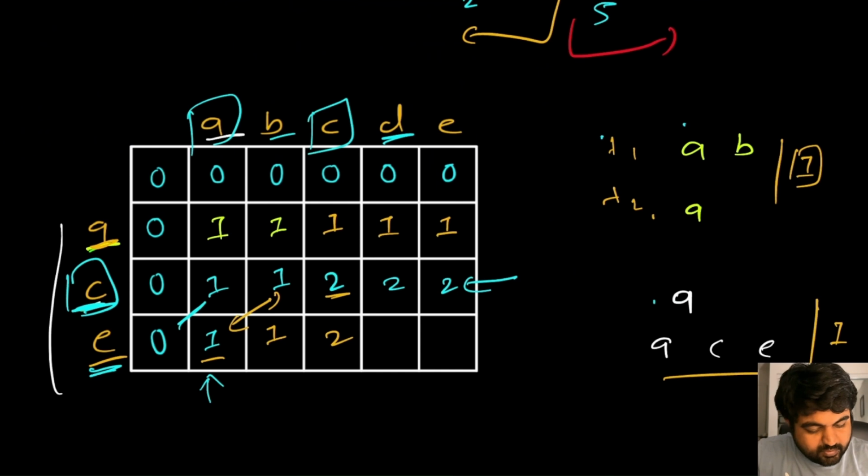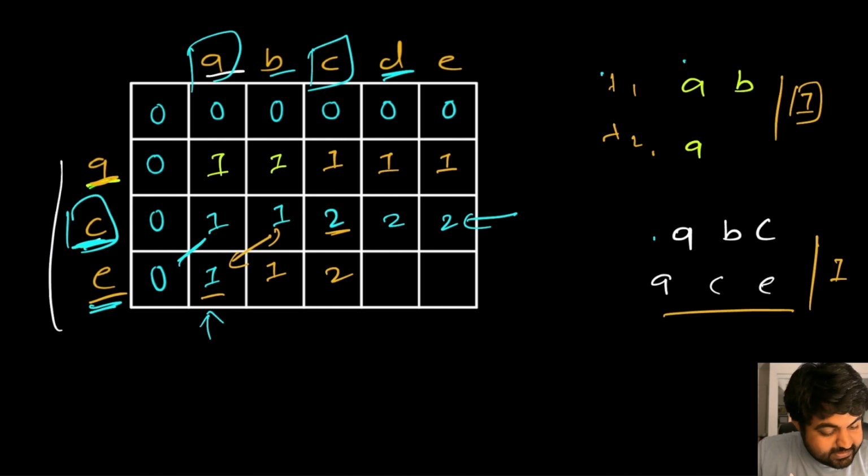And why was it 2? Because notice we are comparing the values ABC versus the value ACE, and amongst this comparison we can see that there exists a longest common subsequence of size 2, which is represented over here. This is the beauty of the dynamic programming solution.